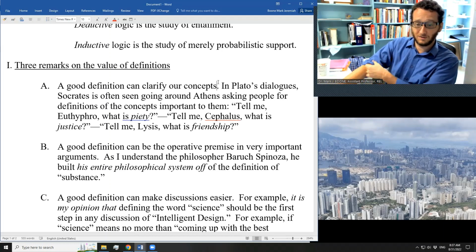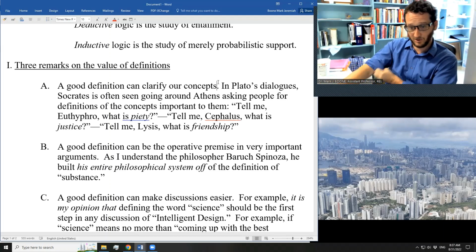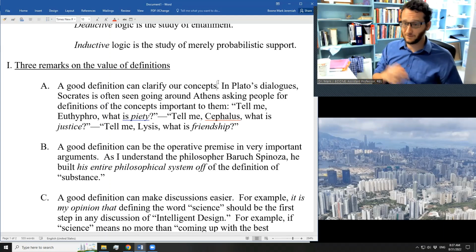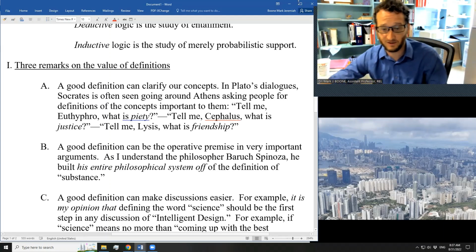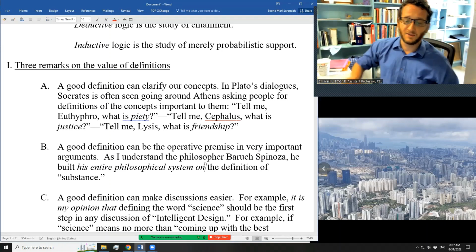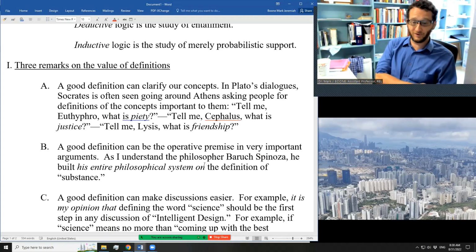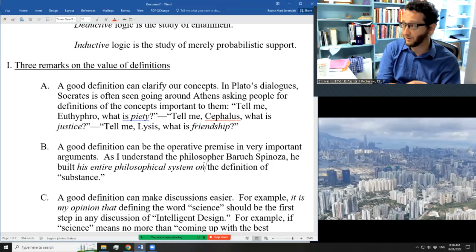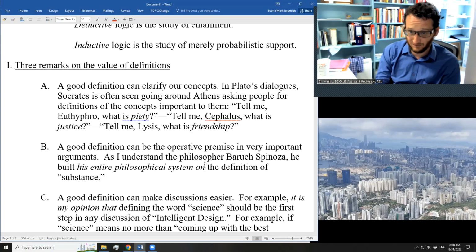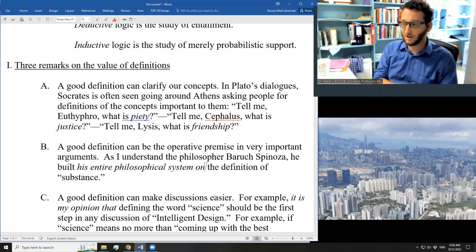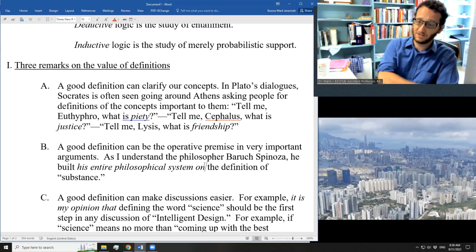A good definition can be the operative premise in some very important arguments. As I understand, the philosopher Baruch Spinoza's entire philosophical system is built on the definition of substance. The definition of substance is the foundation of his whole philosophical system. And it's brilliant. There are few, if any, mistakes, and it's very good deductive logic. So basically, you have to be a Spinozistic pantheist, or be illogical, or be ignorant of the logic, or not accept his definition of substance.